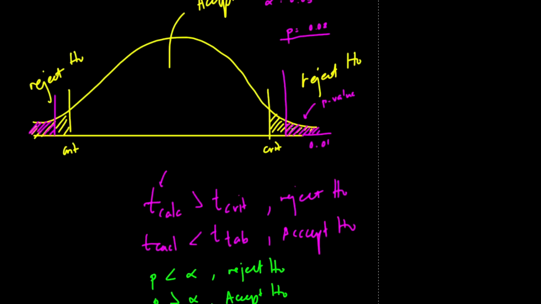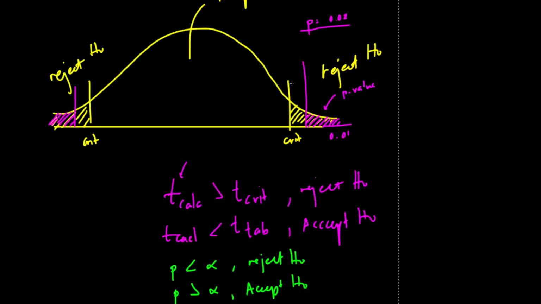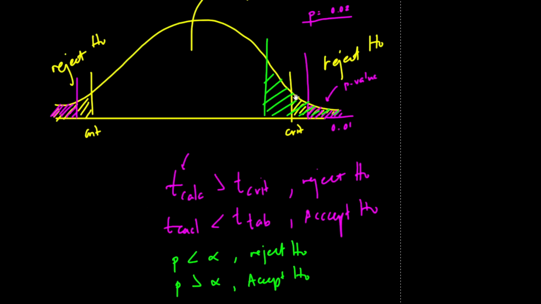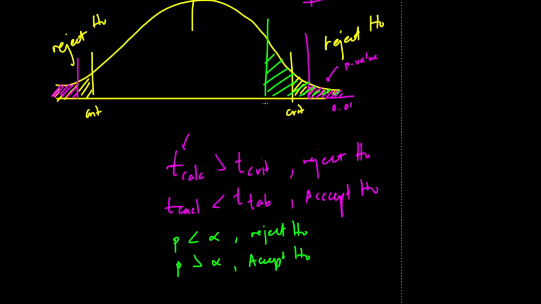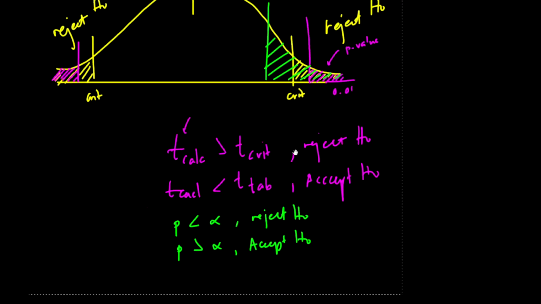Kasi pag mas maliit tong area na to, meaning mas kung magkapasok ka doon sa critical region. Tapos pag mas malaki yung area, kunwari, ang p-value mo is this one. This is your p-value. Then labas ka sa, kumbaga yung equivalent niya na calculated value is outside of the critical region. No? Okay? So nagme-make sense ba yun?